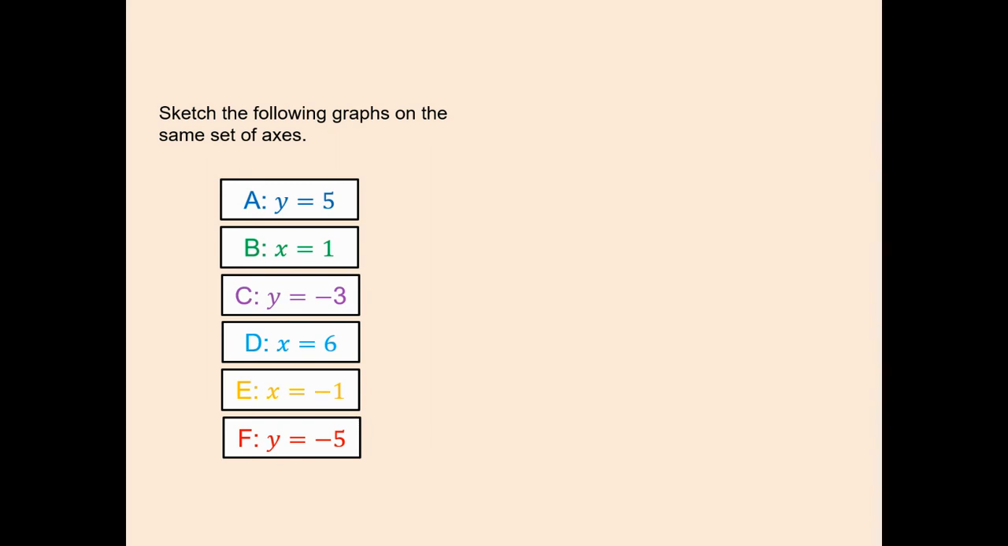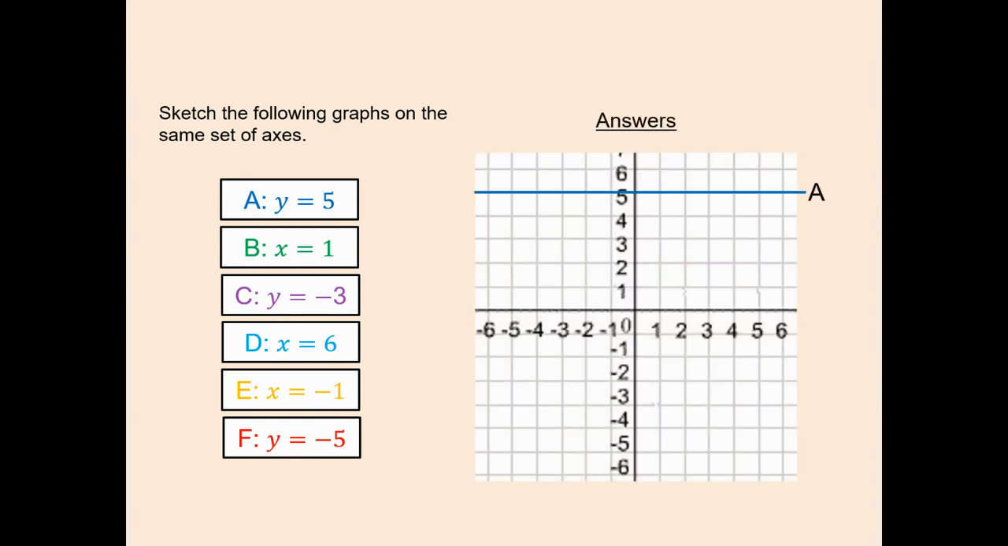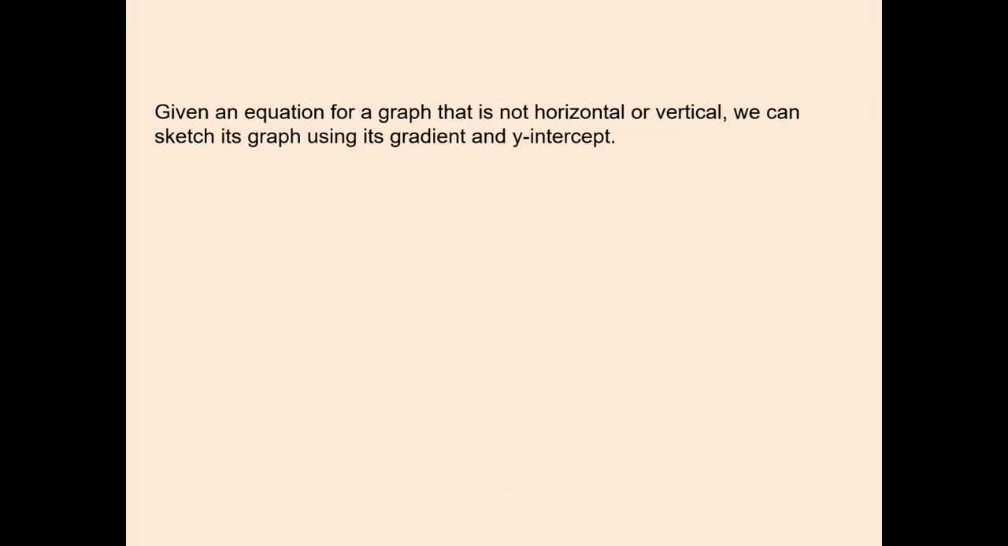So A, y is equal to 5, that line over there. x is equal to 1 is a vertical line. y is equal to minus 3 would have to be a horizontal line cutting at minus 3. x is equal to 6 is again a vertical line cutting at 6. x is equal to minus 1, another vertical line that cuts at minus 1, and y is equal to minus 5, so it cuts at minus 5.